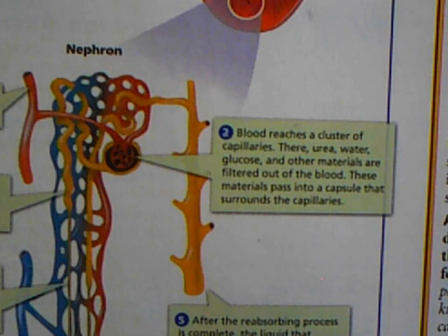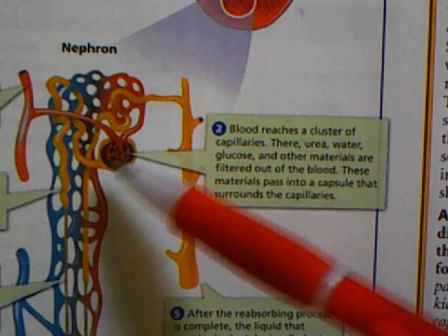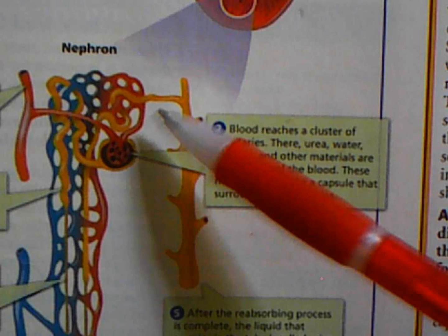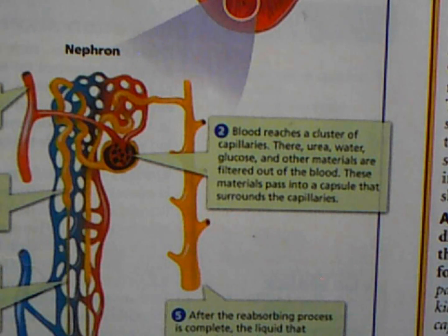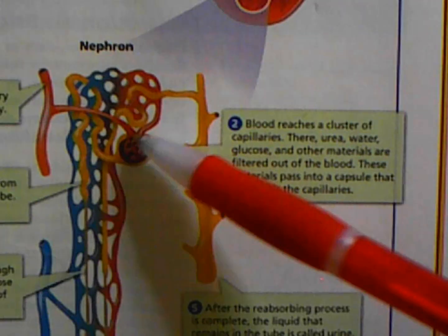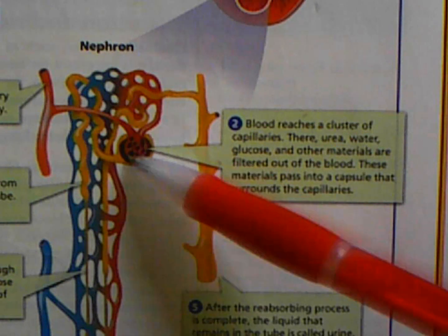Number 2. The blood reaches the cluster of capillaries inside of the nephron, right? And there urea, water, glucose, and other materials are filtered out of the blood. These materials pass into a capsule that surrounds the capillaries. The capsule is this yellow part you see here. This is a capsule surrounding the capillaries, right?